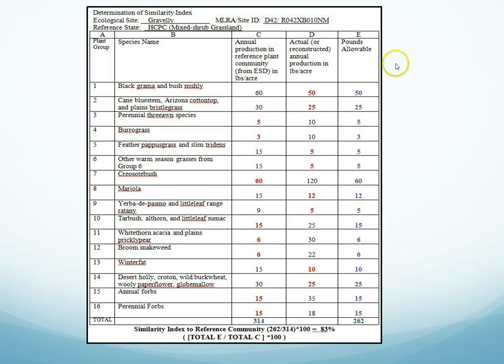We then calculate pounds allowable by taking the smaller of these two numbers. And I have highlighted the smaller number in red, and you'll see that that's why we have 50, 25 reported. For group 3, we take the smaller number between 5 and 10 and record that over here. We do that for each one of these groups and then sum that. The similarity index is simply the ratio of the pounds allowable total to the total amount of annual production from the reference community and then multiplied by 100. So in this case, based on the actual production on this site, it is at 83% similarity to the reference community.